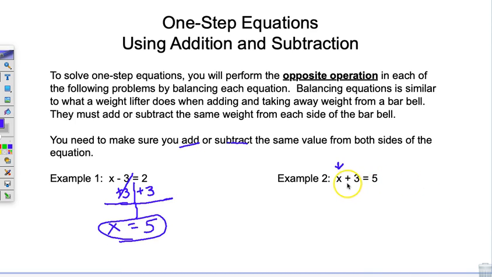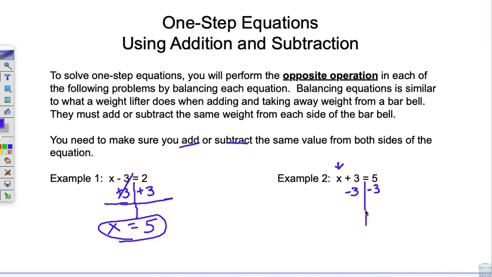So if I am adding 3 to x and I want to do the opposite operation, the opposite of adding is to subtract. So this time, instead of adding 3 more, because I want to do the opposite here, I'm going to subtract 3 from the left side of my equation, and I'm going to subtract 3 from the right side.